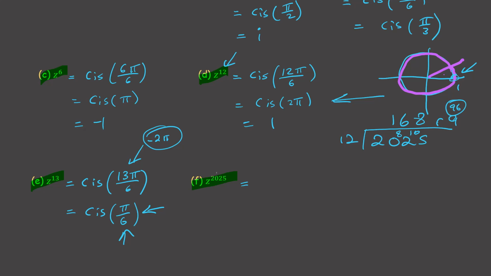on from there. So this one is cis 9 pi by 6, which is cis 3 pi by 2. So 3 pi by 2 is down there, and that is the same as cis -pi by 2, or if you like, minus i.